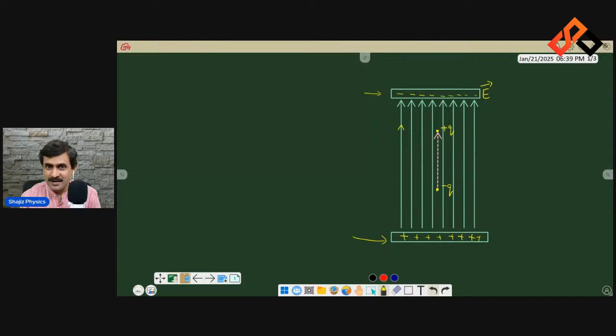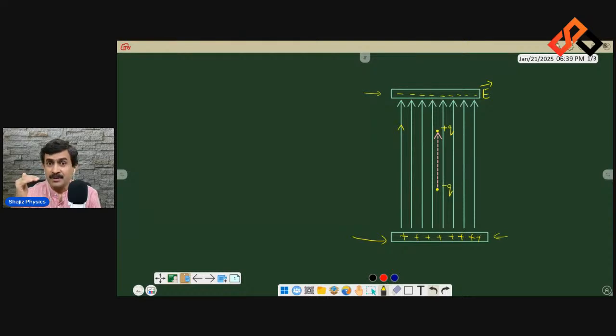In two ways we can define it. Whenever the positive charge is remaining here, it is at a maximum distance from the positive plate and at a minimum distance from the negative plate. Most comfortable place. And the same is true for the negative charge also. So this is the situation.